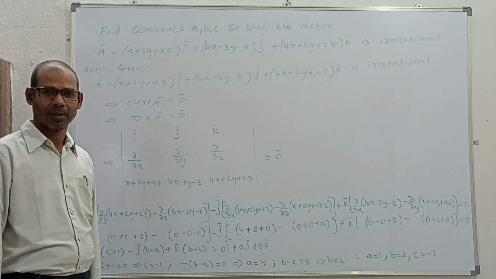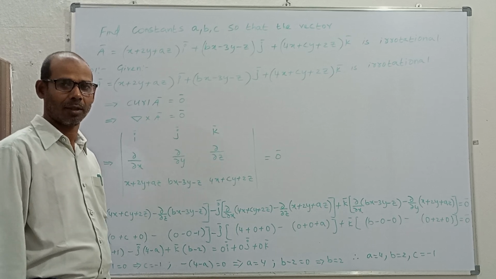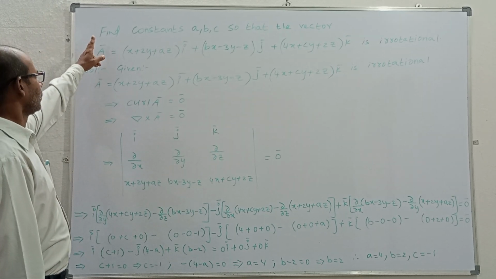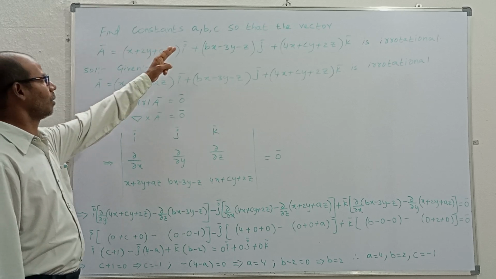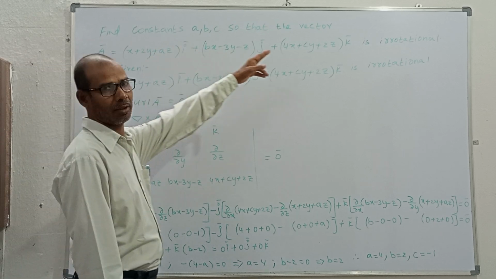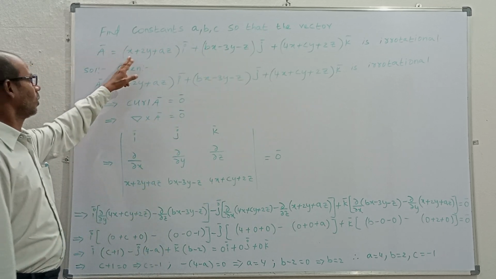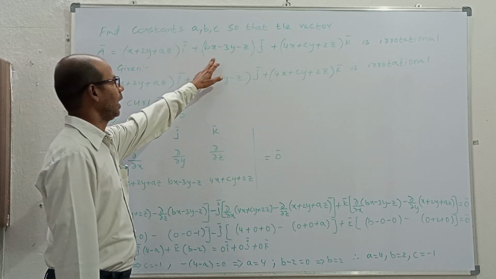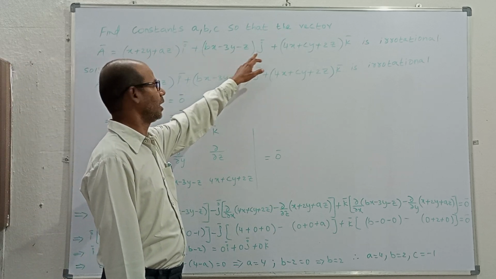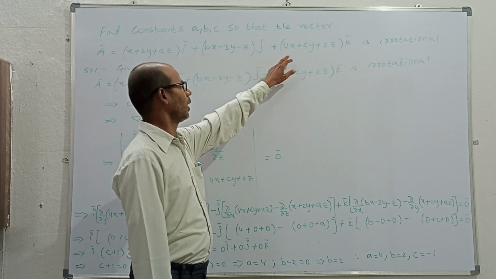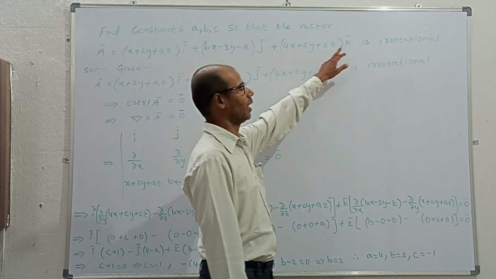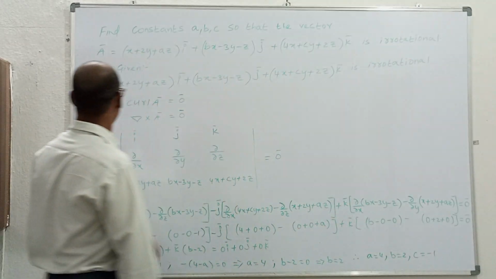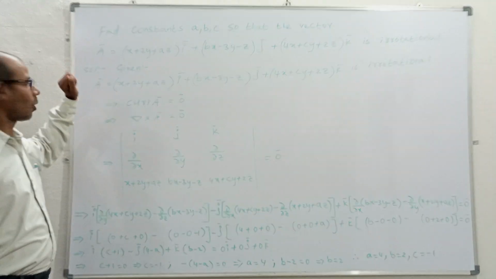Today we are going to discuss a problem on vector differentiation. So the question is: find constants a, b, c so that the vector A bar equals (x plus 2y plus az) i bar plus (bx minus 3y minus z) j bar plus (4x plus cy plus 2z) k bar is irrotational. So let us find the solution of this problem.